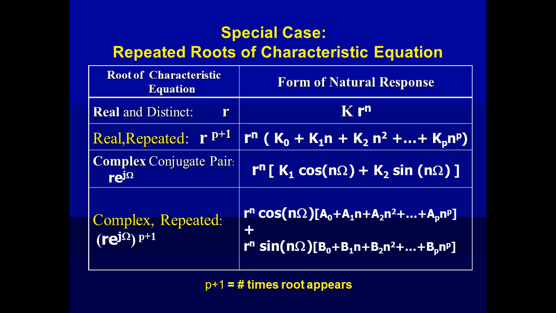So if the root only appears once, we get an n to the first. If the root appears twice in the natural response, we'll get an n to the first in the natural response and an n squared over here. And like this equation, if we have 3, then we'll get n to the 0, n to the 1, n squared in the natural response, and then n cubed in the forced response.